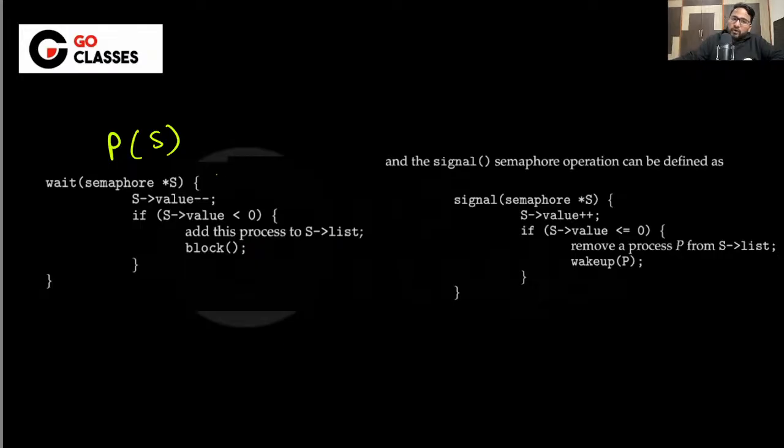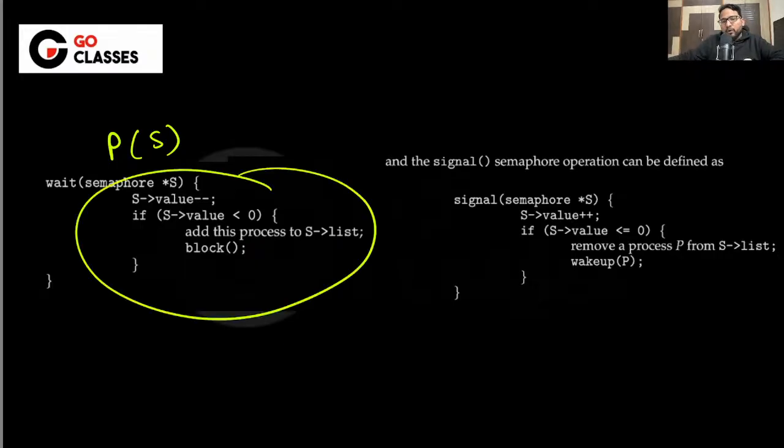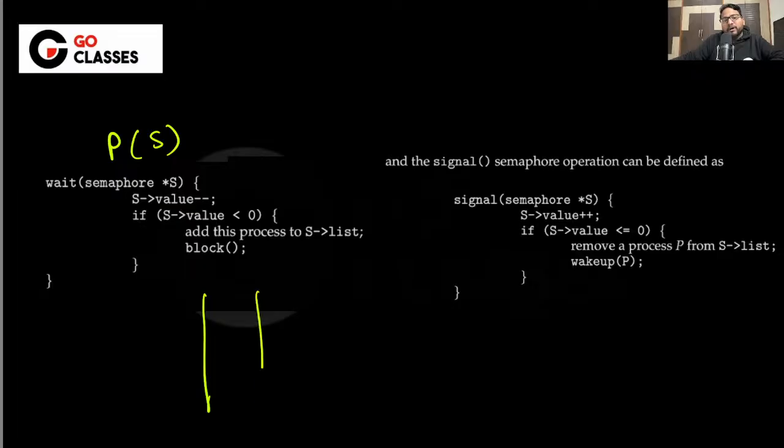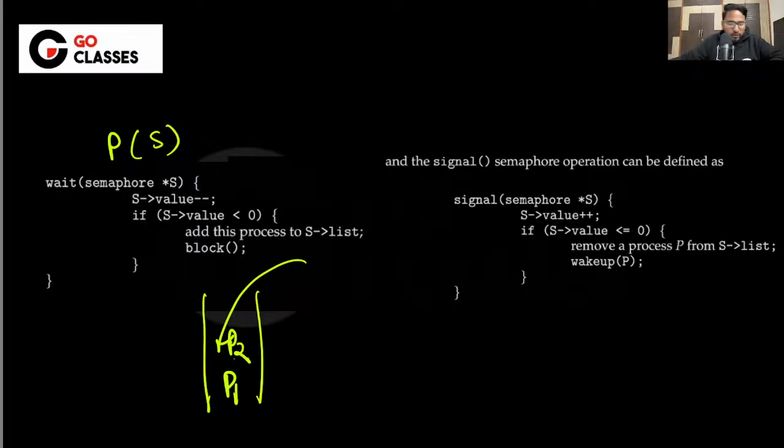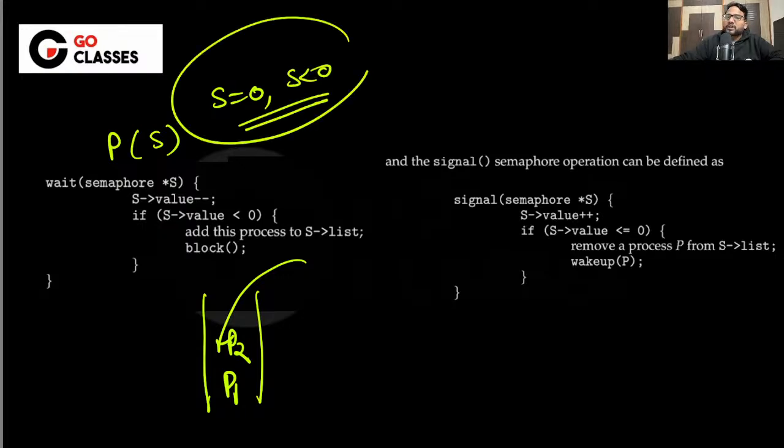Don't worry, you don't need to remember what the queue is and all. We will make it very simple, but for now just understand that we are putting it in the queue. We are putting P1 in the queue, and if some other process is executing with S equal to 0, then we will put that also in the queue. So we will put on the queue any process that calls with S value 0 or negative.